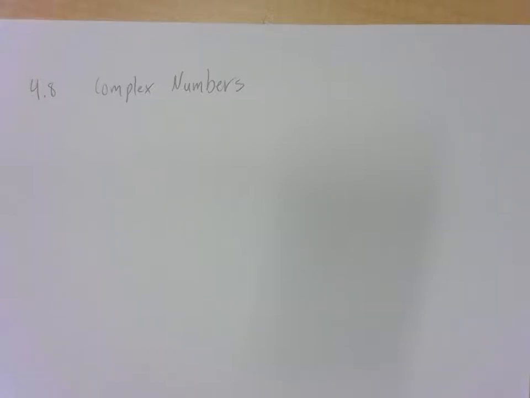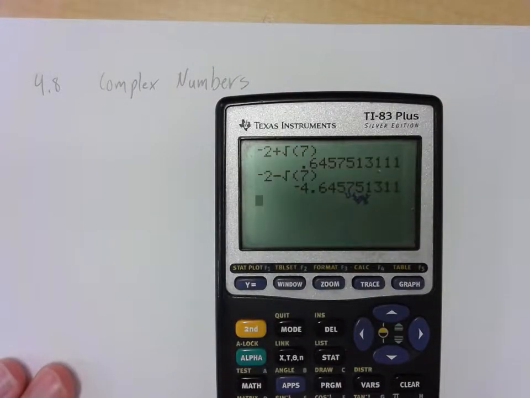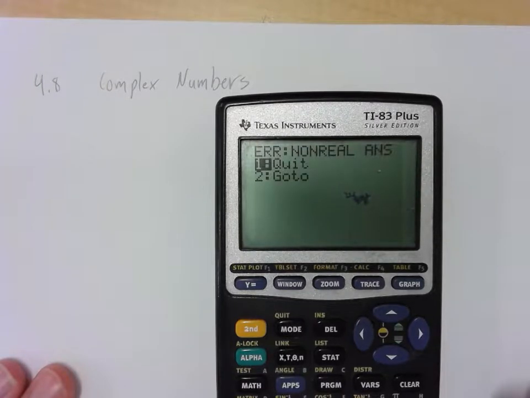All right, complex numbers. Section 4.8 is complex numbers. The question is, what in the world is a complex number? The main deal with this is you can't take the square root of a negative number. So if you go to a calculator and you try and take the square root of a negative number, like second square root of -5, right? It's going to say non-real answer.